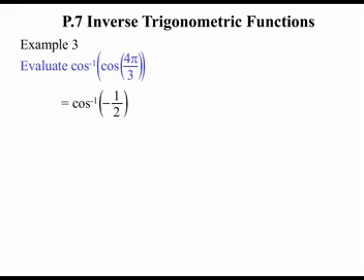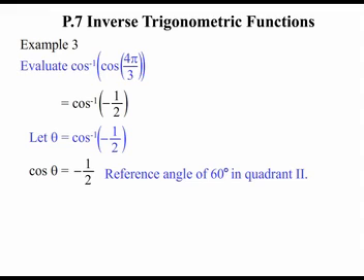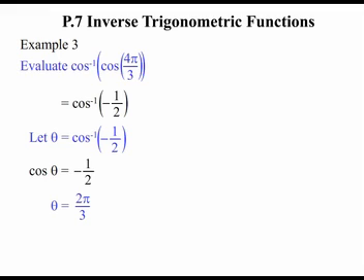So now we could take the cos of both sides, and it's just going to eliminate the cos inverse. So we're just going to skip the step, and we're going to go to cos theta is equal to negative 1/2. And cos theta is negative in quadrant 2, because remember, for cosine inverse we're in quadrants 1 or 2. So our reference angle is 60 degrees in quadrant 2, and that's going to be 2 pi over 3.